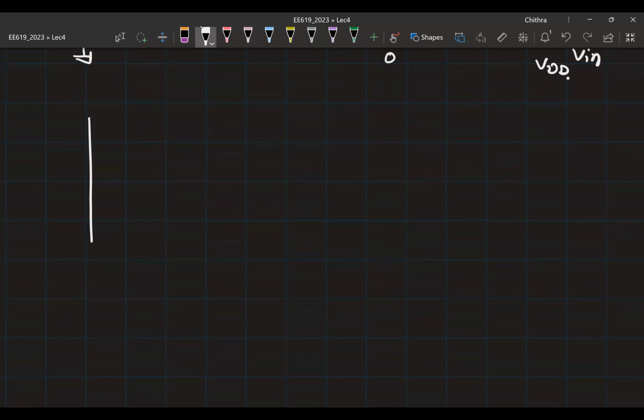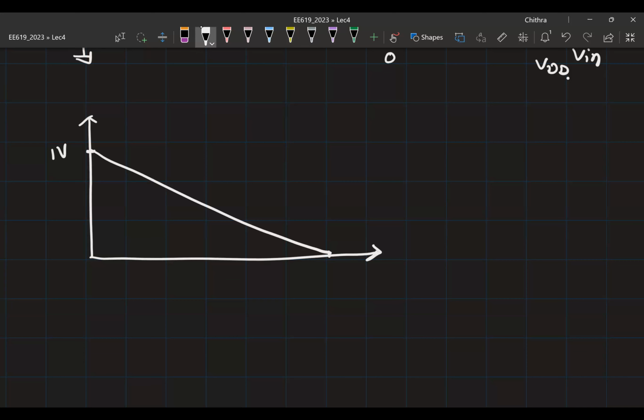So let's say I have designed an inverter that has a VTC as shown here. This is my V out. This is my V in. Feel free to discuss and then tell me if an inverter with this VTC will work or not work. What do you think? It will not work. Why?